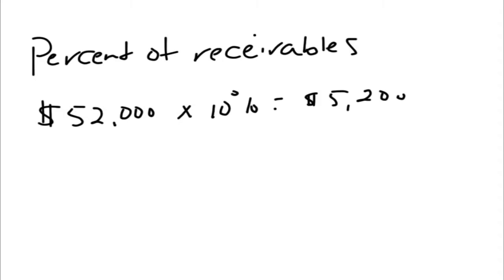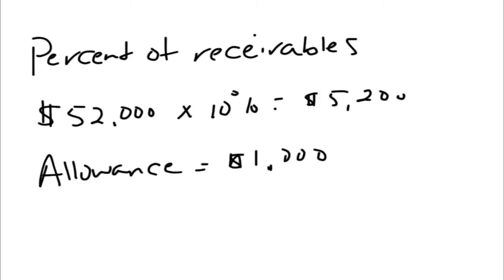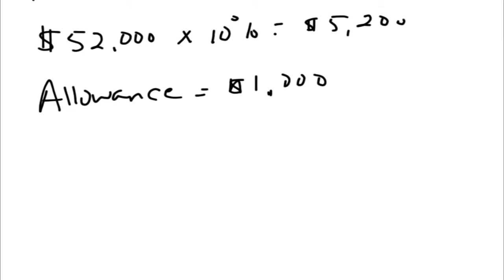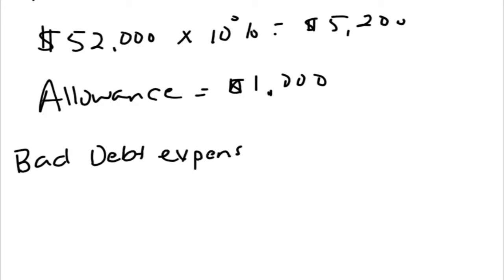So we're going to have to look at it. Let's say that right now our allowance account equals $1,000. We want it to equal $5,200. So I need to make an adjusting entry to get it to $5,200. Okay? So our adjusting entry is, again, bad debt expense and our allowance account. But this time, we're not going to have the amount of $5,200 in there, because again, the goal is to get the allowance account to equal $5,200.